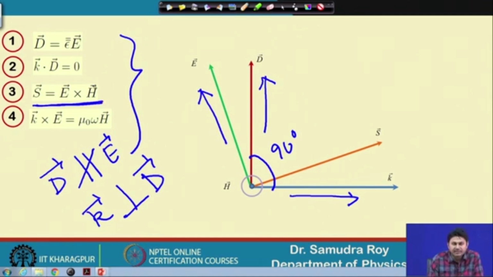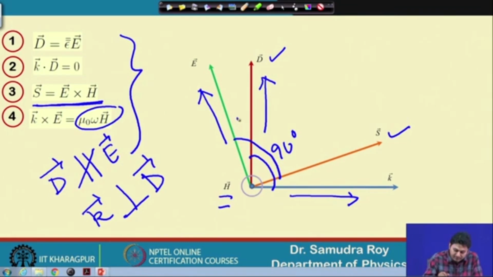Before considering this S, let us consider the fourth expression, which suggests that the H vector is perpendicular to k and E both. So, k and E are in this plane, so the H vector has to be perpendicular to this plane. Once the H vector is perpendicular to the plane, it is also perpendicular to D and to S, that is for sure. Now, the S vector is perpendicular to E and H both, that means S vector and E vector are perpendicular. So, I can write here this is 90 degree.